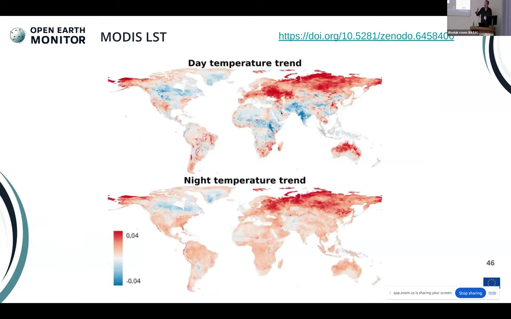Once you have the time series of predictions, you can do trend analysis. This is a trend analysis for the daytime and nighttime temperature that Leandro computed by fitting models for every pixel. You can see that where it's red, it means a positive increase in temperature. So there's really global warming. But there are also some places where it's getting cooler. Parts of Canada, it's actually getting cooler, daytime and nighttime.